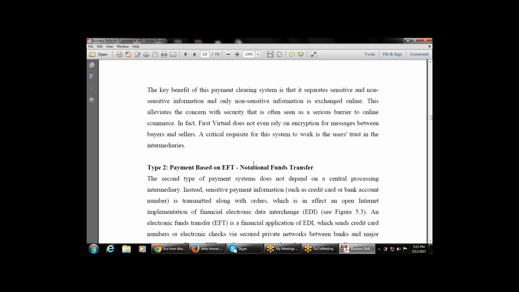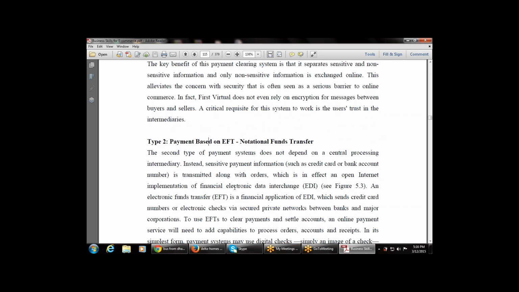So the second type is the payment that is based on the EFT, the electronic fund transfer. The first type is based on the intermediaries, or an intermediate person. Now the second type of payment system does not depend on a central processing intermediary. This is one of the important lines: it does not depend on a central processing intermediary.